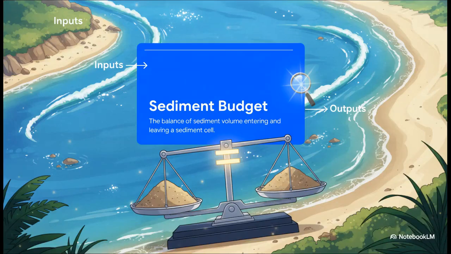Okay, let's make sure we have the exact definition locked down for your exams. A sediment budget is defined as the balance of sediment volume entering, the inputs, and leaving, the outputs, a sediment cell, revealing the net balance. The absolutely crucial takeaway here is that net balance part. It's not just about listing what's randomly sitting on the beach. It's about calculating the final, bottom-line physical state of that entire coastal system.